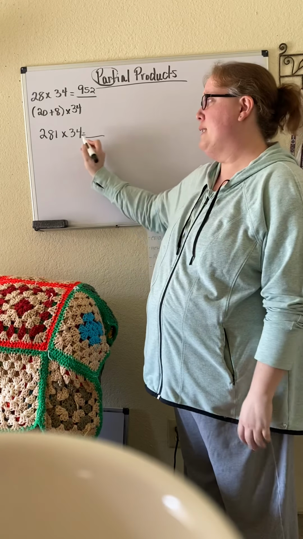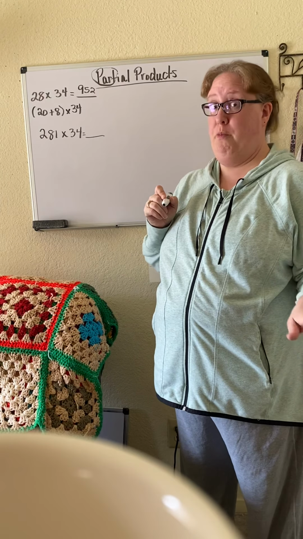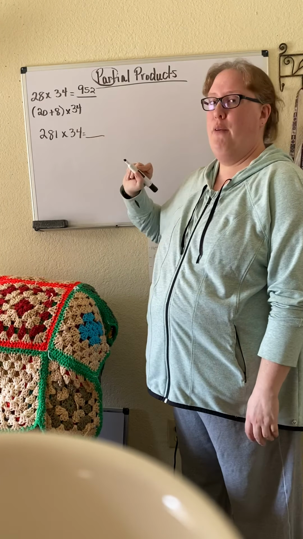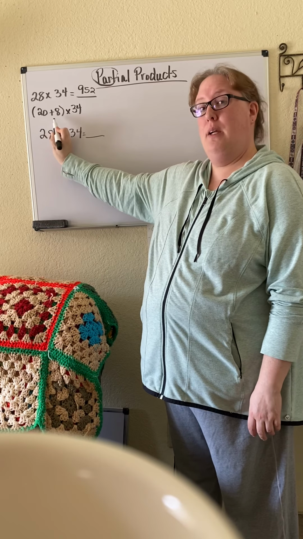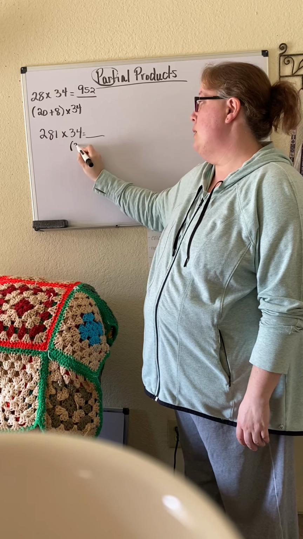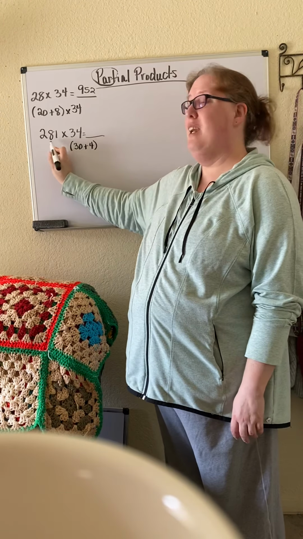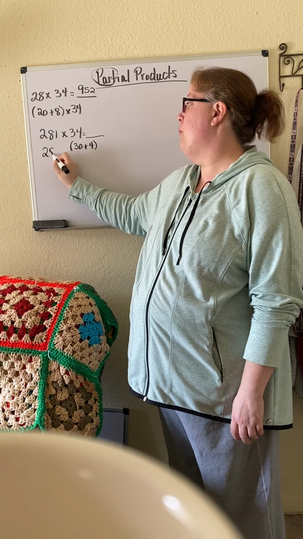So what I'm going to do this time is take my 34, since that's only a 2-digit factor. I'm going to take that 34 and do what I did up here and break it down into place value. So 34 becomes 30 plus 4. And I'm going to keep my 281. Okay?